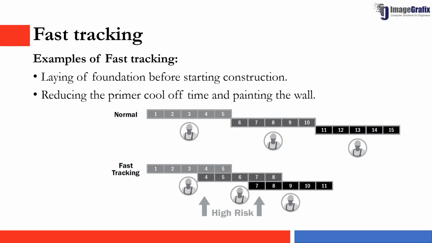So this is an example for fast tracking the schedule. Laying of foundations before starting the construction is an example, and the primer cool off time between the painting can also be an example. Normally we can see that an activity has an FS relationship, but after fast tracking we are allowing the activities to run parallelly, so these activities are at high risk. So this is the example for fast tracking, and there are some considerations to be maintained in fast tracking as well. We have discussed the considerations, that is the high risk and the quality of the service might get reduced.